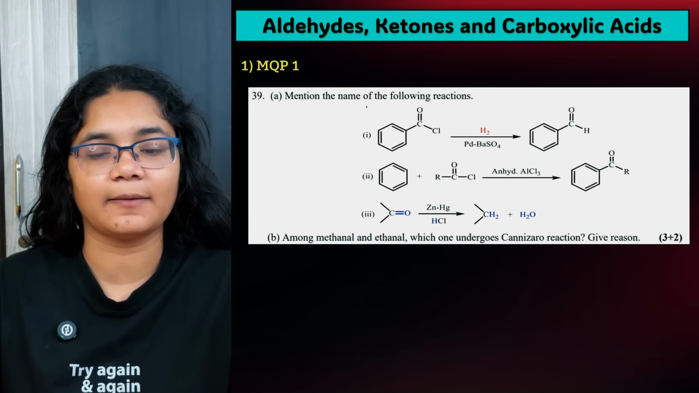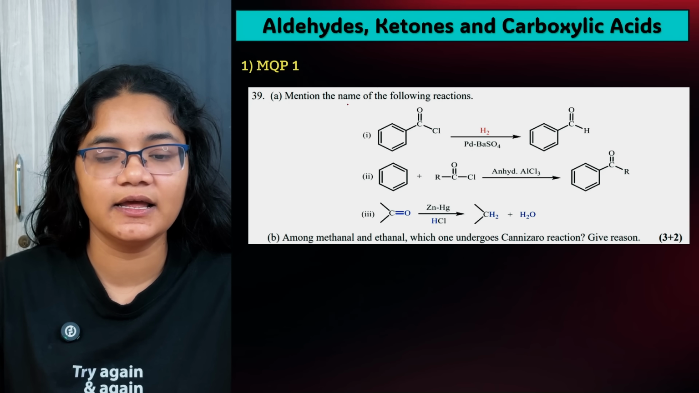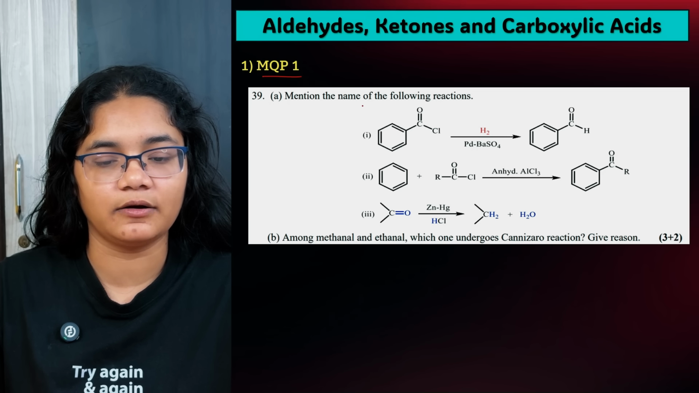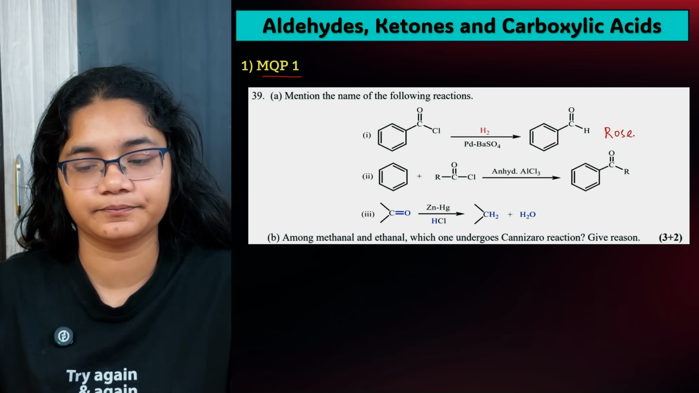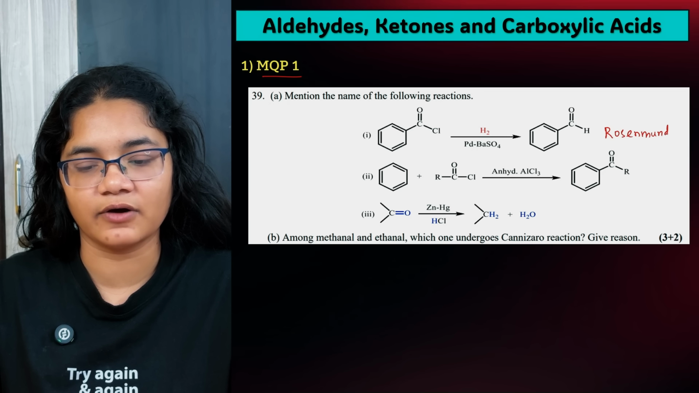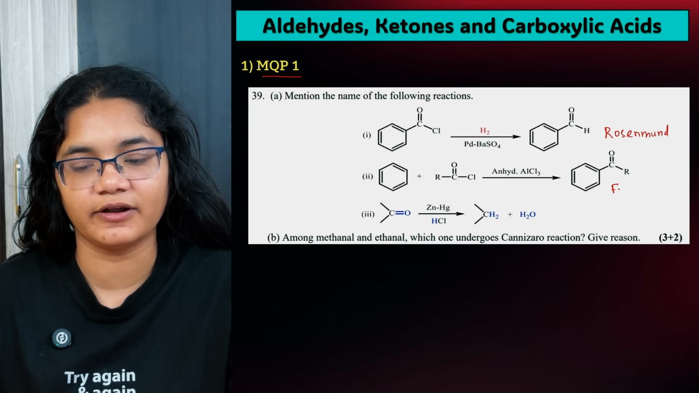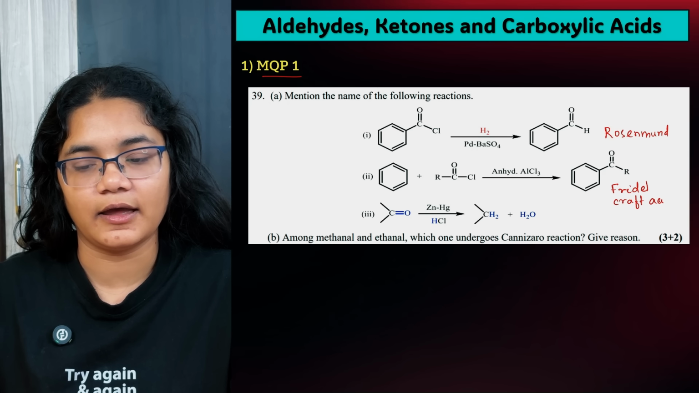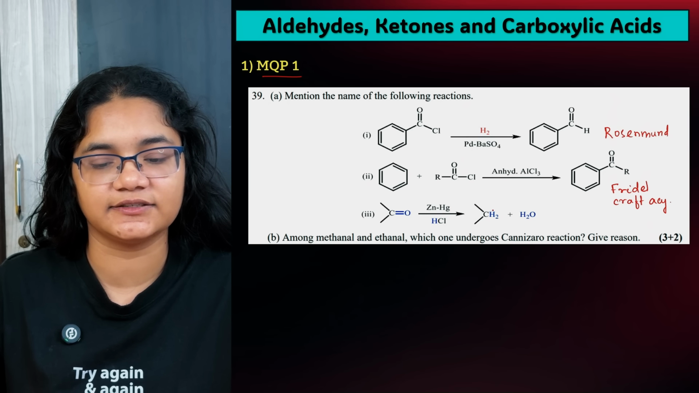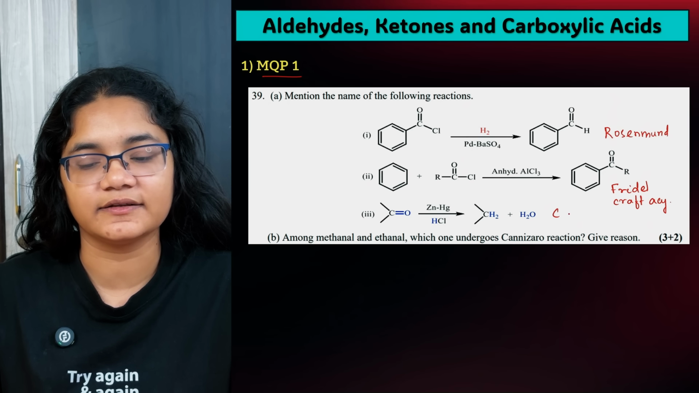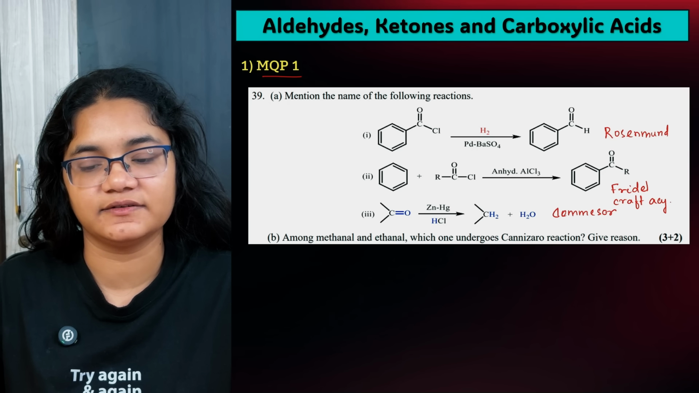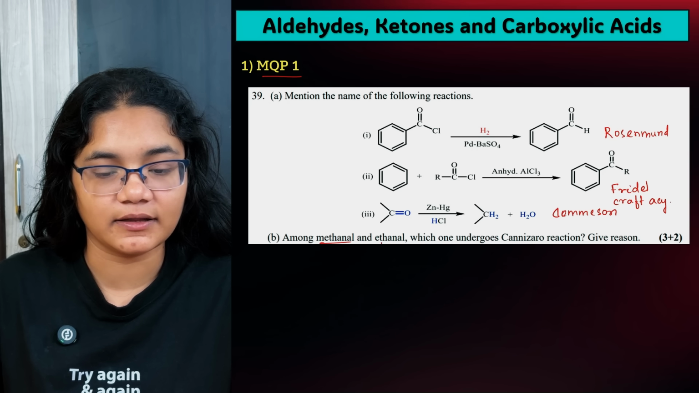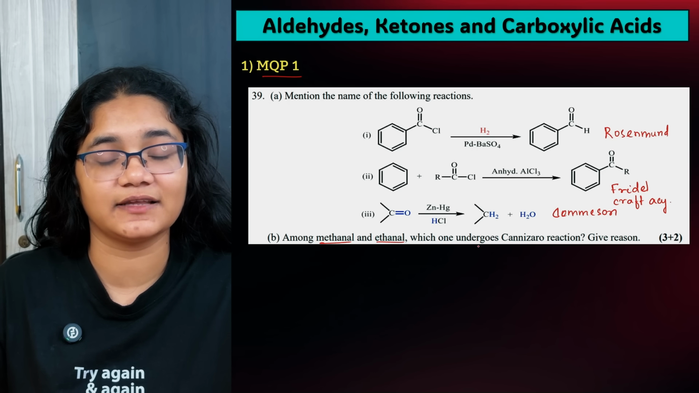Next, we will move to the chapter aldehydes, ketones and carboxylic acids. The first question from model question paper 1: mention the name of the following reaction. So this one is your Rosenmund reaction, right? Next, we have RCOCl. This is your Friedel-Crafts acylation reaction. And next we have Zn-Hg and HCl. This is Clemmensen reduction.